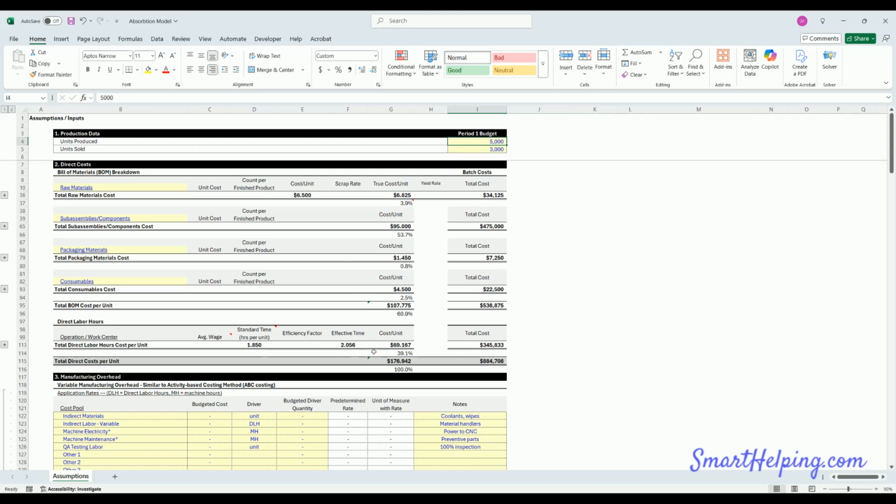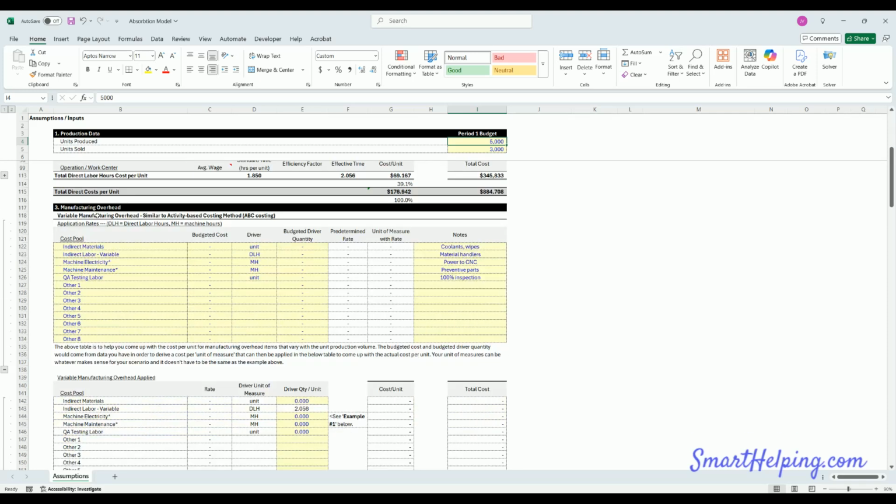Okay, so those are all the direct costs. Now we have manufacturing overhead. So manufacturing overhead, there still is variable costs there, meaning variable just means it directly correlates with the volume produced. So in this section, it's more like an activity-based costing style.